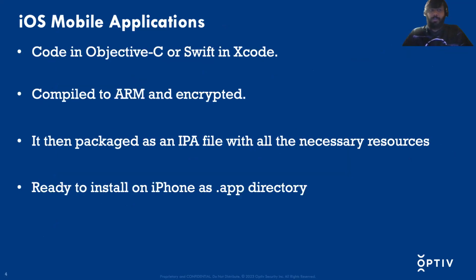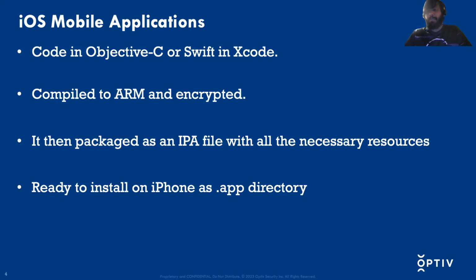So let's talk about iOS mobile applications. What is an iOS mobile application? These are the apps that get installed on the iPhone or iPad. You can code these applications in either Objective-C or Swift in Xcode. Sometimes developers also use React Native to code their iOS applications.